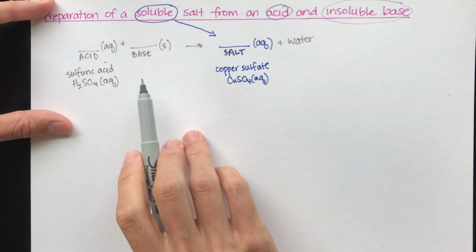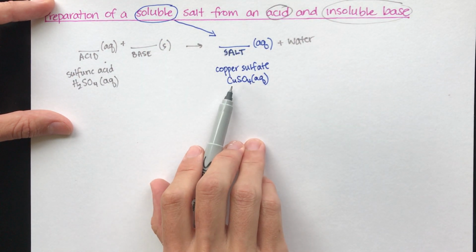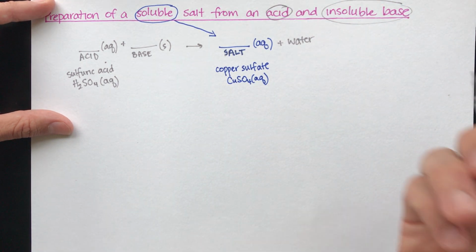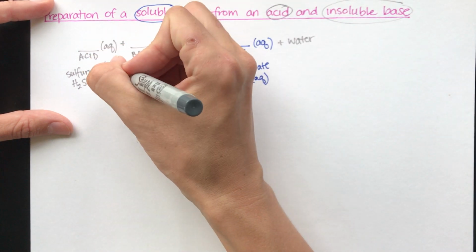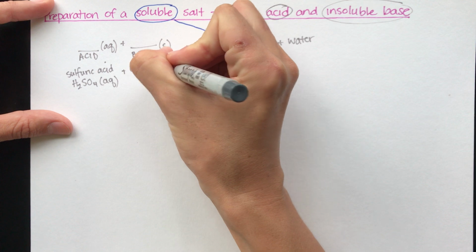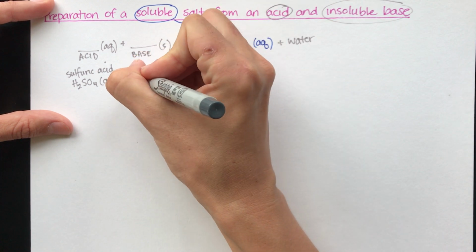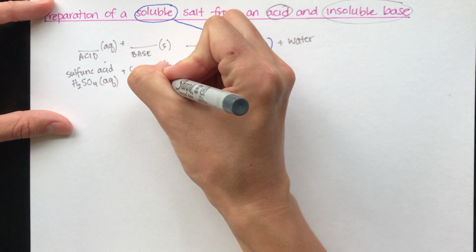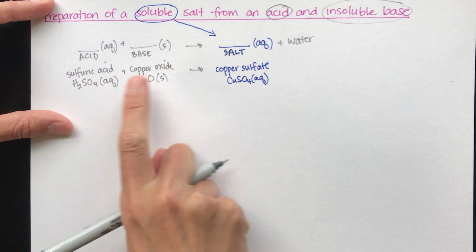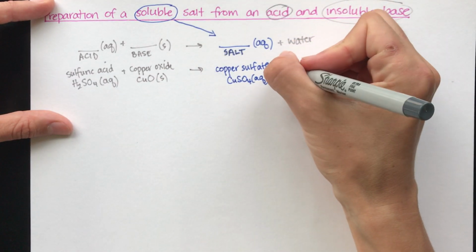Okay. Next, we need a base that contains copper. Now you have a couple of options for bases. You can use oxides or hydroxides. We would use copper oxide in class. So copper oxide, CuO, solid. Okay. These two react, the copper and sulfate come together, leaving us with H2O.